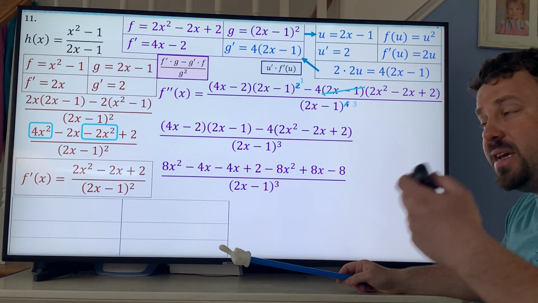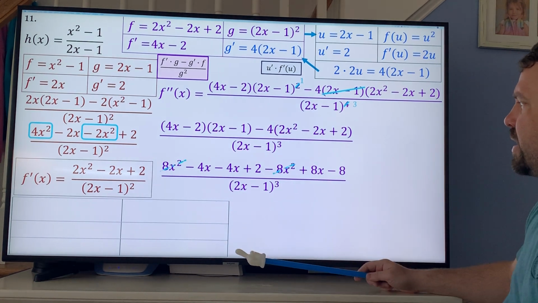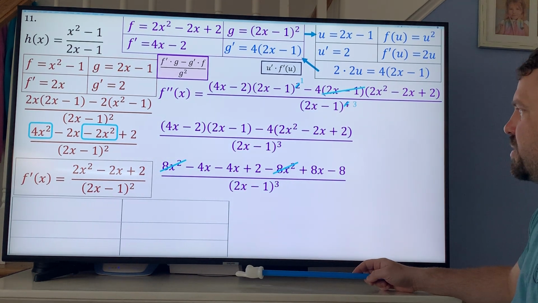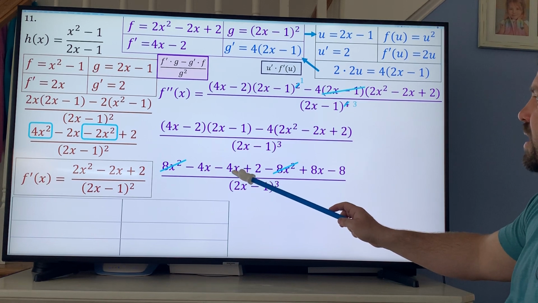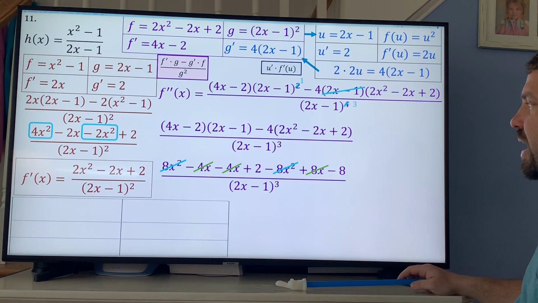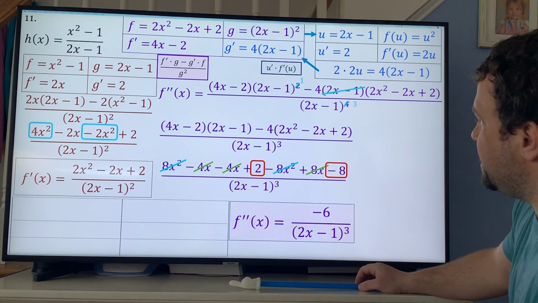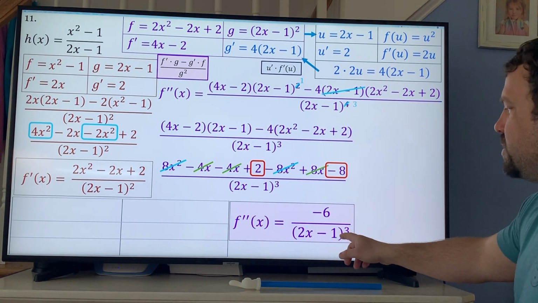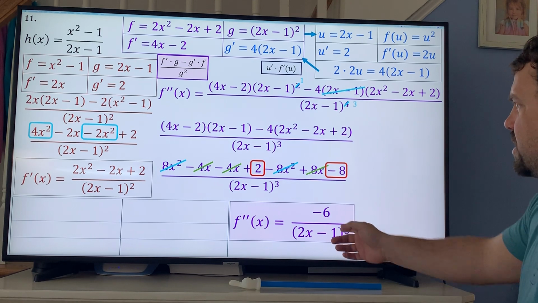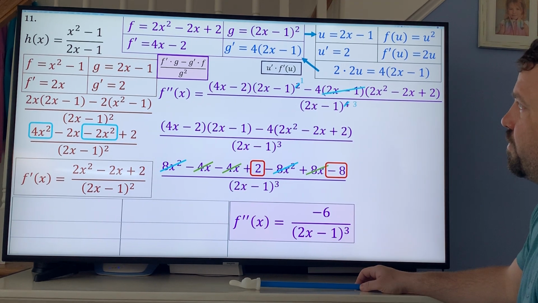Not really that bad, just tedious, a lot of work. 8x squared minus 8x squared cancels out. Negative 4x plus 8x combine. 2 minus 8 is a negative 6 over 2x minus 1 cubed. All that work just to get that. Pretty neat, right?